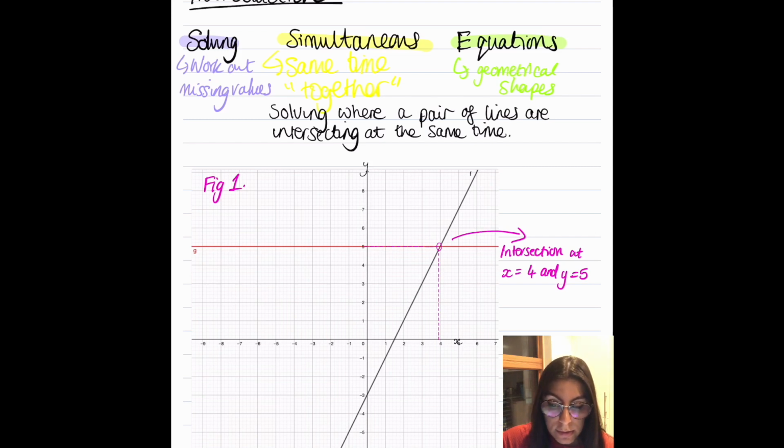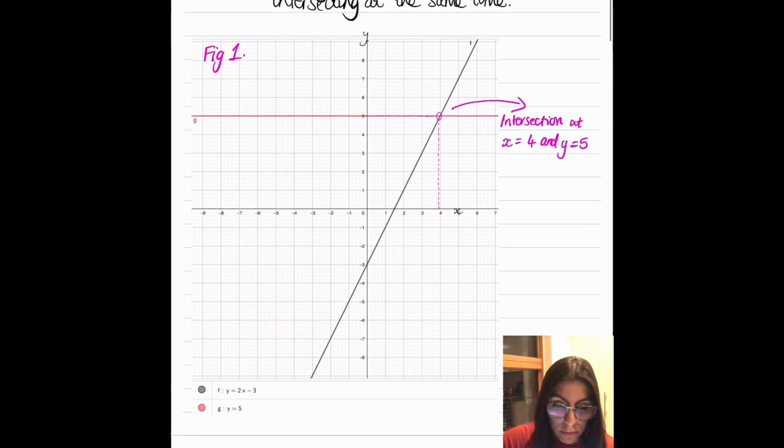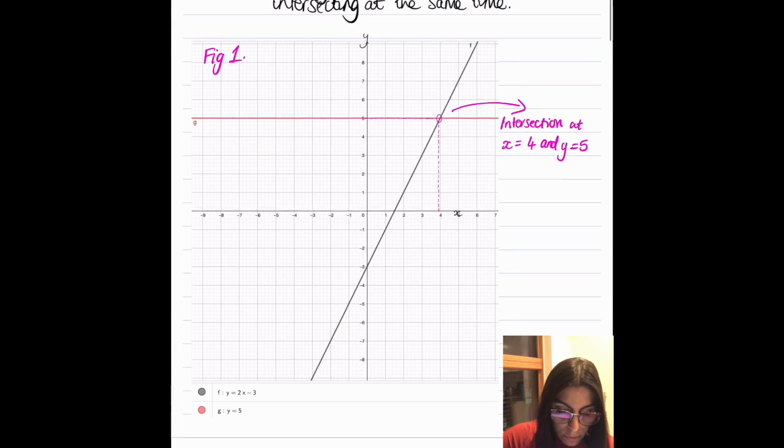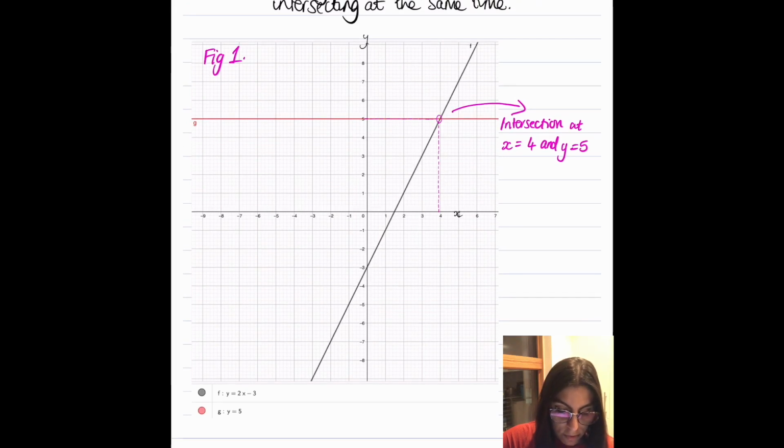So looking at the images that I have currently over here. I've got figure 1 and I have figure 2 further down. You can see the graphs are written over here and the colours match with the colours of the lines over here, and we're going to start on figure 1. So I can see that I have y equals 2x minus 3, the grey line over here, and the red line y equals 5. I also have that sketched on. And the sentence above, solving where a pair of lines are intersecting at the same point. I'm looking for my point of intersection, so I'm looking where these two lines are intersecting.